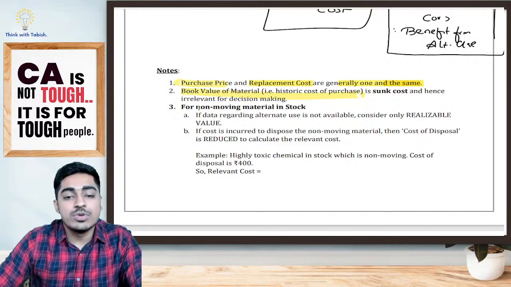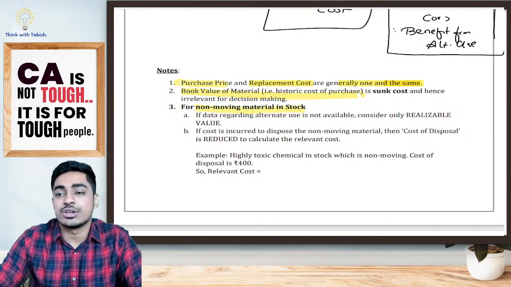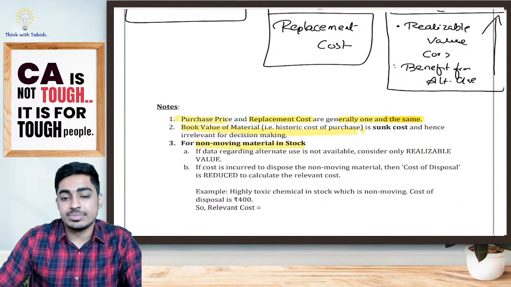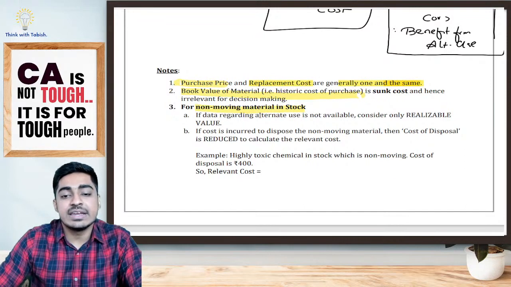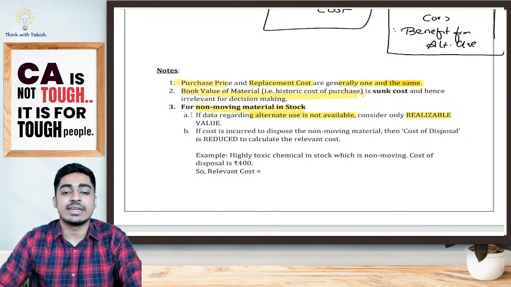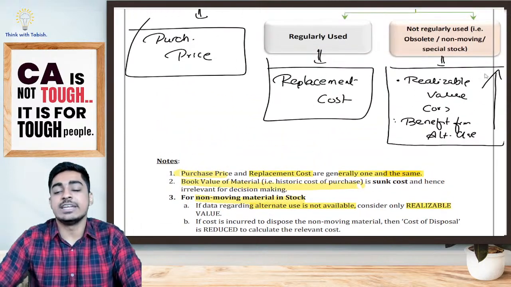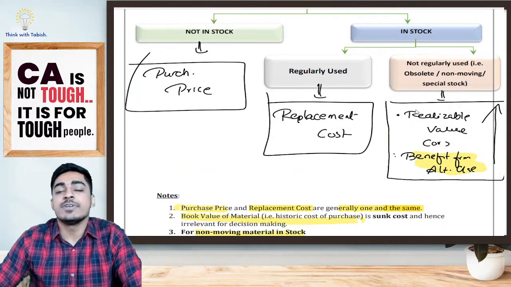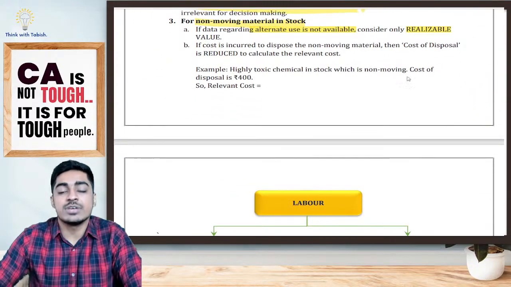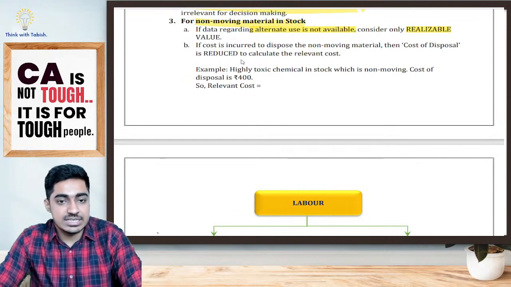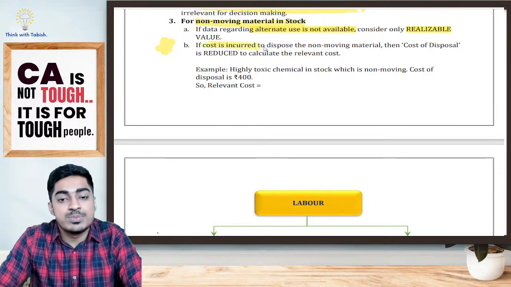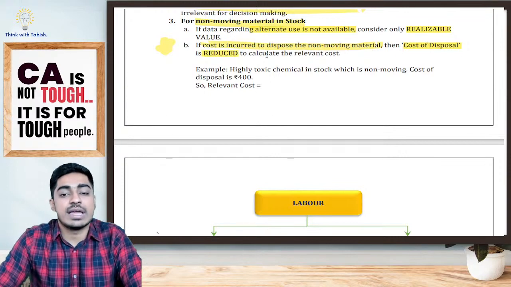Thirdly, for non-moving material in stock. In this third case, raw material is in stock, but it is not regularly used. If data regarding alternate use is not available, we will consider only realizable value. If details are given about alternate use, we will consider them. But if it is not given, we'll only consider realizable value. That is the first thing. Second and the most important thing: if cost is incurred to dispose of the non-moving material, then the cost of disposal will be reduced when we calculate the relevant cost.